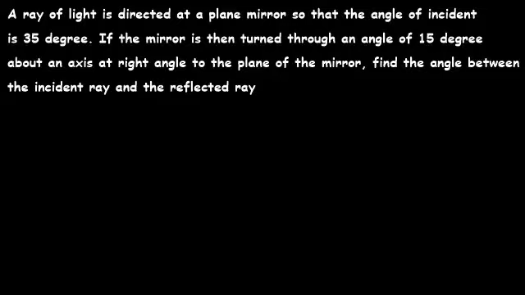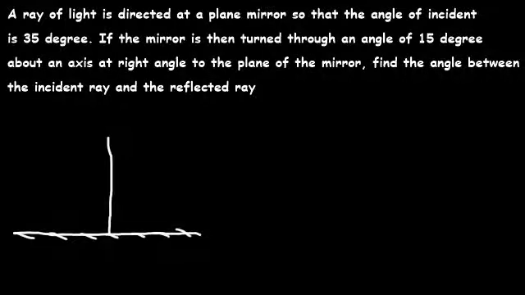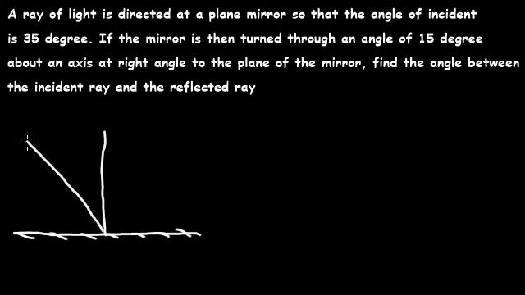So let's begin by drawing a picture. If we consider a plane mirror right now, we will have a normal to the plane mirror. Okay, let's just work with that. Now they said a ray of light is directed at this plane mirror. So let this be the ray of light. Perfect. Now the incident angle of this ray of light is simply 35 degrees. And this will be the angle between the normal and the incident ray. So let this be I. Let this be the normal.